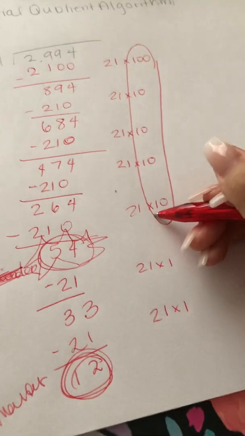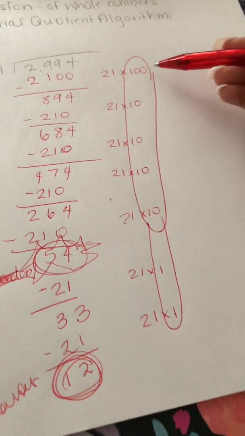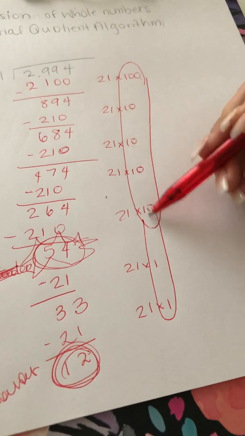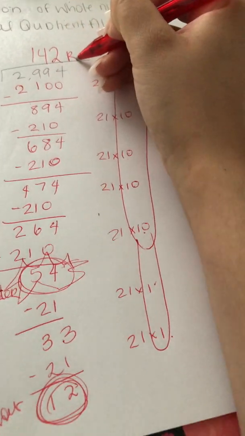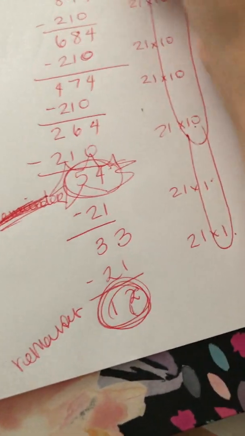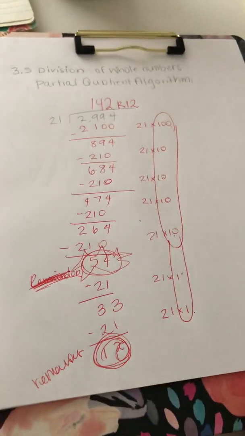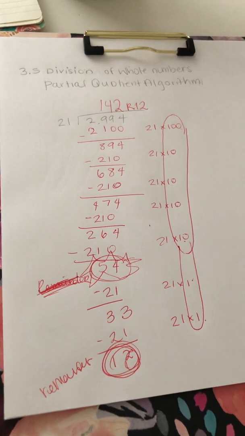So we are going to add up all of these right here. What did we say? 110, 120, 130, 140, 141, 142. So 142 with a remainder of 12. And this is how you do the partial quotient algorithm.